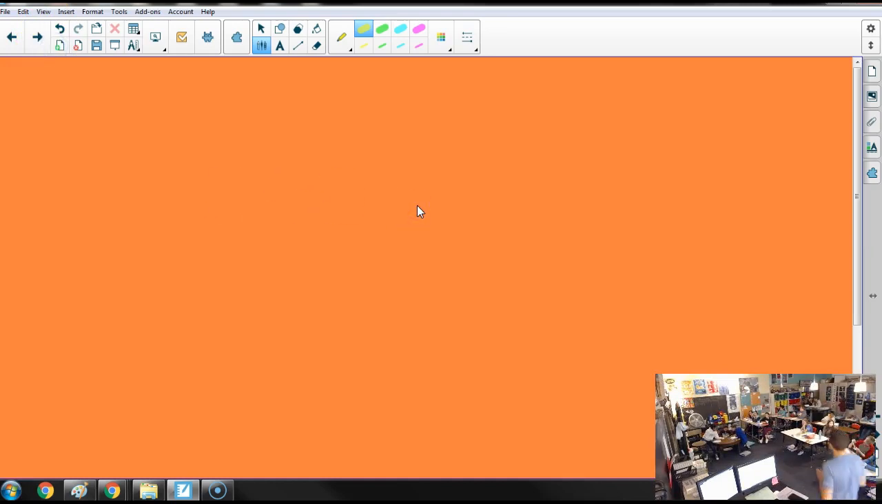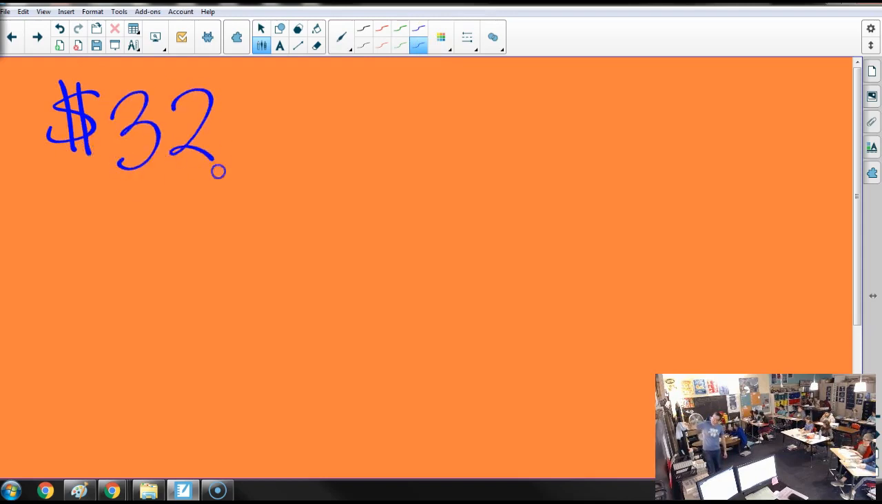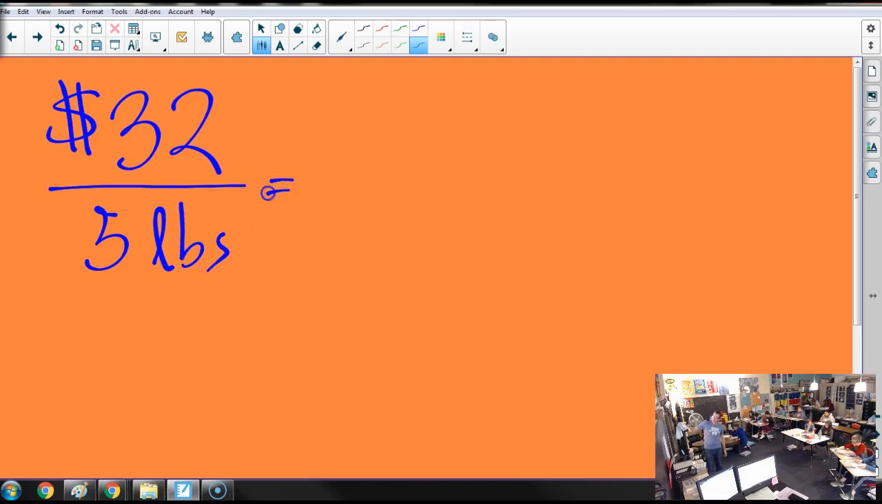So what you have written down is $32 for 5 pounds, right? So you want to figure out the unit rate of what it costs per pound, then what it would cost for 13 pounds. Now, as I walked around, I helped correct a couple of these things, but we want to make sure we talk about it all together.